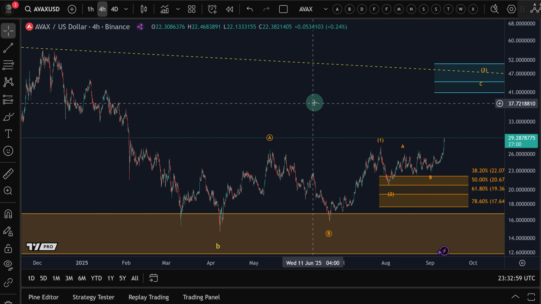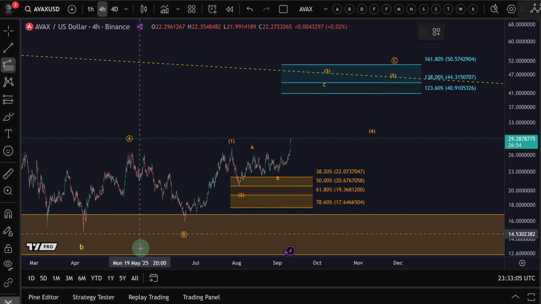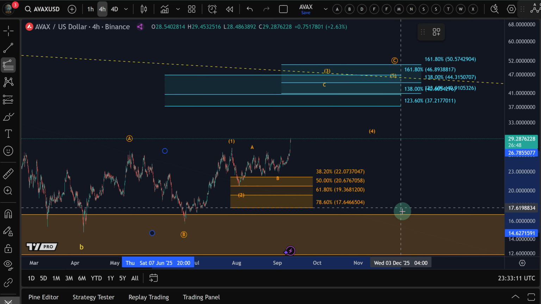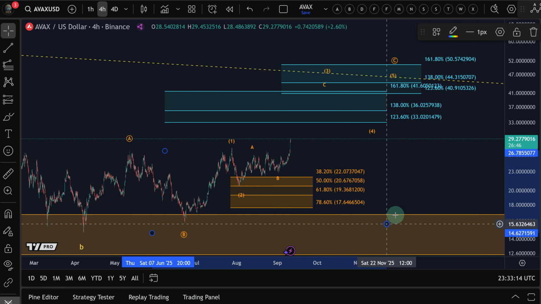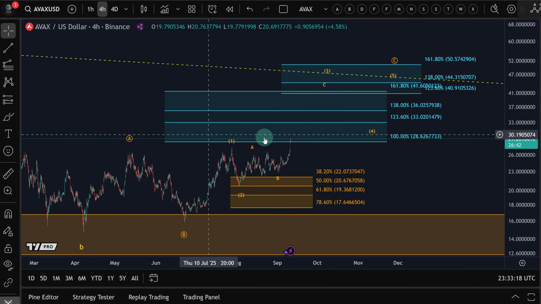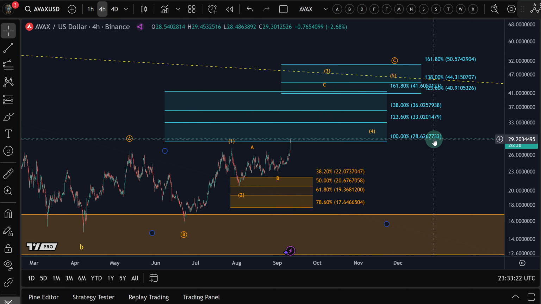Not structurally, but from a Fibonacci point of view, the way to identify key targets, the first way is here. We take the length of the A wave, go to the low of the B wave, because the 100% extension target is normally an ideal target for any altcoin rally. But that's quite low. I mean, that's here at $28.62. So we're already slightly beyond that, which is actually good.